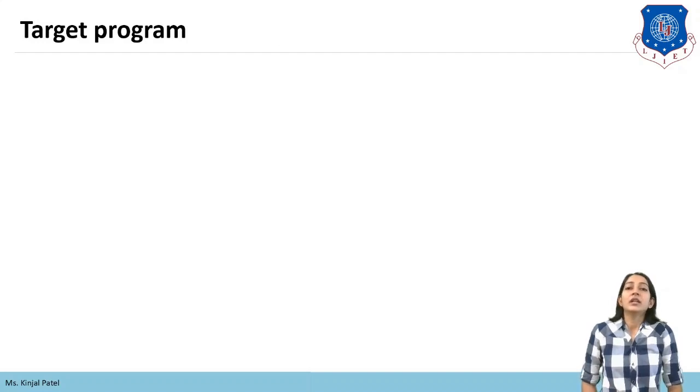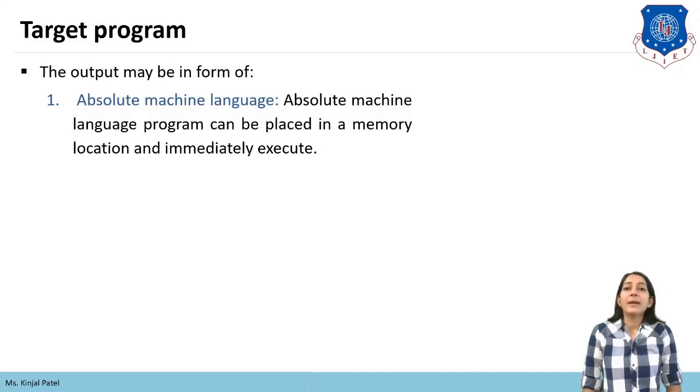Okay, now the next issue is the target program. The first issue was the input to the code generation, meaning the input which comes into the code generation phase should be error free. Now the next issue is the target program, meaning the output of the code generation phase. The output may be in the form of absolute machine language. Absolute machine language can be placed in a memory location and immediately executed, meaning the code is in the proper location and it is in a single module.